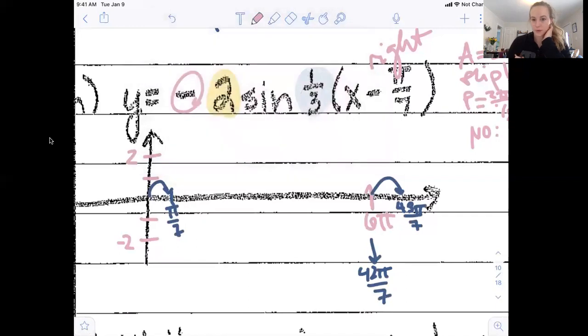I should have done my other ones. Let me do those real quick. If I'm going from 0 to 6 pi, the middle of that is going to be 3 pi. If I'm going from 0 to 3 pi, the middle between 0 and 3 is 1 and a half, excuse me, which is 3 pi over 2. And then the middle between 3 pi and 6 pi is going to be 4.5 pi, which is 9 pi over 2.